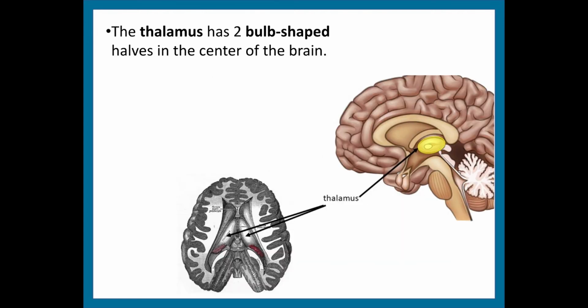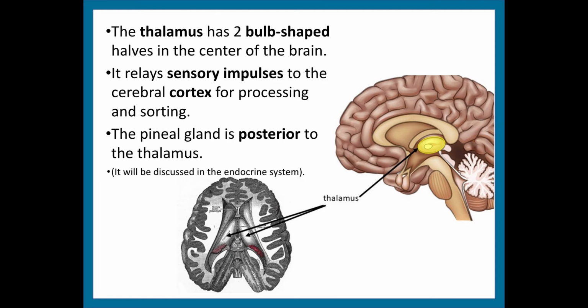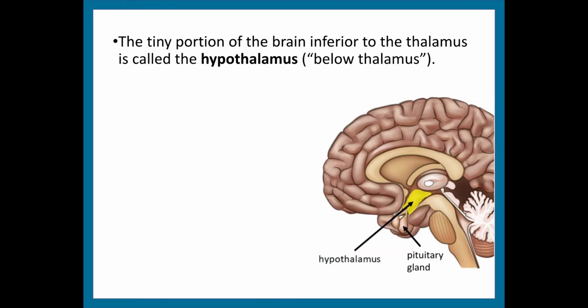The thalamus has two bulb-shaped halves in the center of the brain, and I've got two arrows on the screen pointing to the thalamus, those two halves. It relays sensory impulses to the cerebral cortex for processing and sorting. The pineal gland is posterior to the thalamus, so that's on the back end. And we'll discuss it more when we talk about the endocrine system.